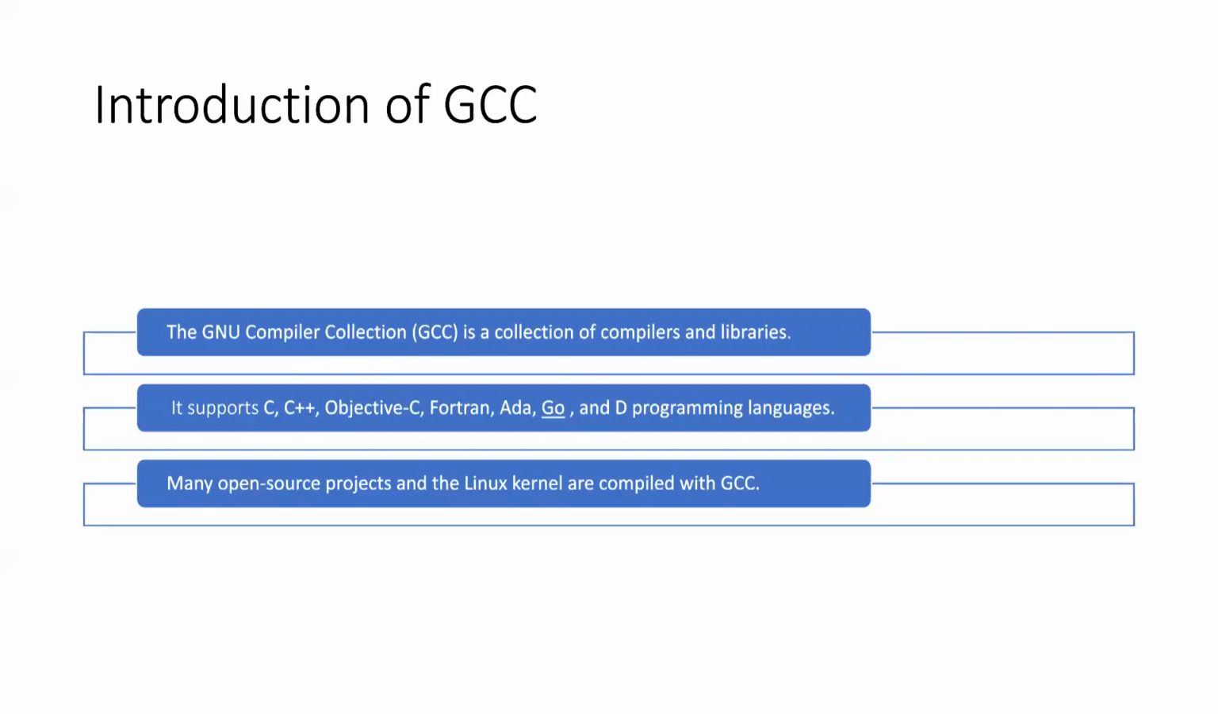Although I have already installed it in my Ubuntu operating system, I will just show you the commands. GCC supports not only C++, but also Objective-C, Fortran, Ada, Go, and D programming languages. For all these programming languages, these compilers and libraries are used. Many open source projects and the Linux kernel are compiled with GCC as well. So there is a demand for GCC, which is why it is required. It is very obvious that you must install the GCC compiler, otherwise you cannot run these types of programming languages.